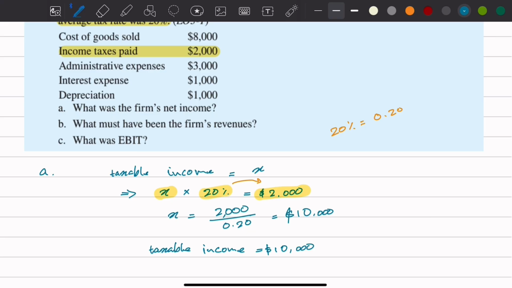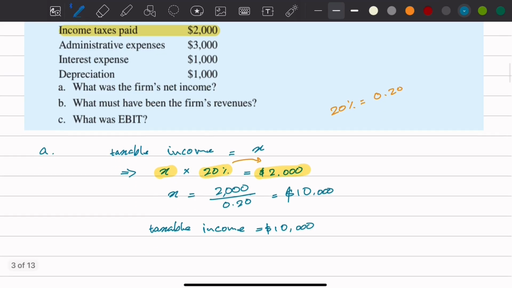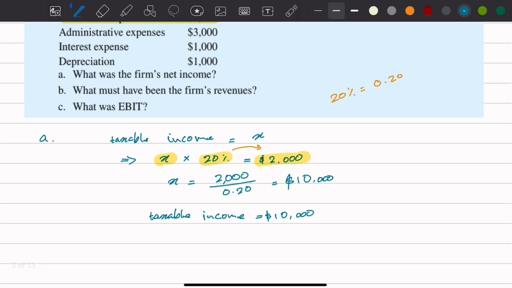And knowing this, I can also find out the net income. The net income would be the taxable income minus the amount of tax that was paid. So this means that net income equals the taxable income of $10,000 minus the amount of taxes paid, which was $2,000. That means net income for the company was $8,000. Okay? And that is part A completed.